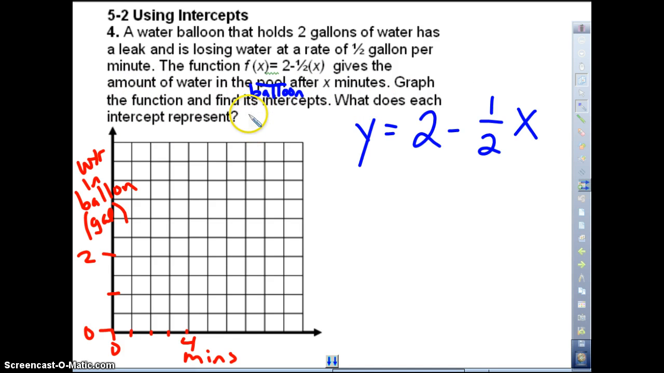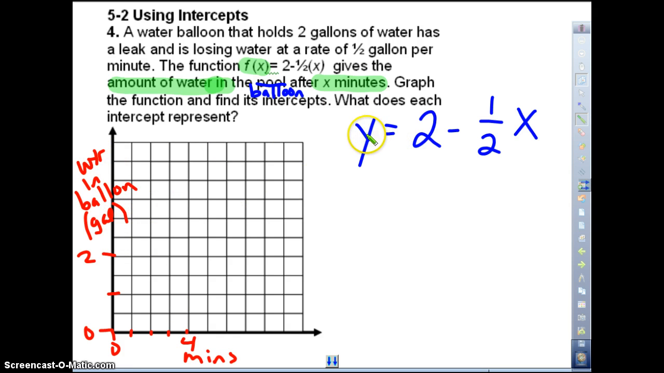First of all, what are my 2 variables? Minutes and gallons? Yep, minutes, and it says f of x gives the amount of water in the balloon in gallons. You're right. So those are my 2 variables. And which one's my dependent variable? The water in the balloon. Yeah, the water in the balloon depends upon how many minutes it's leaking. I just wanted to make sure that you knew why I graphed these the way I did.